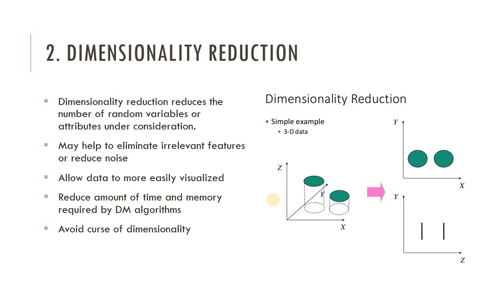The second technique is dimensionality reduction. Dimensionality reduction reduces the number of random variables or attributes under consideration. It may help to eliminate irrelevant features or reduce noise, it allows data to be more easily visualized, it reduces the amount of time and memory required by the data mining algorithms, and it avoids the curse of dimensionality. Here the word is curse of dimensionality. So before we understand what dimensionality reduction is, let's understand what the curse of dimensionality is.